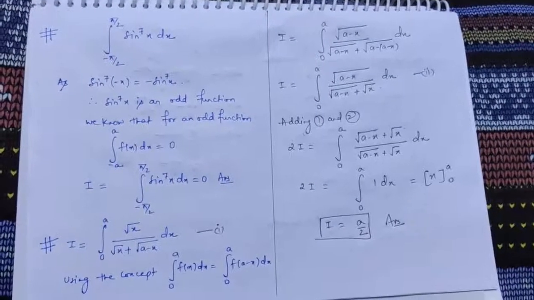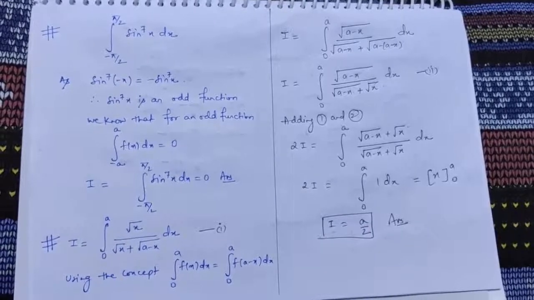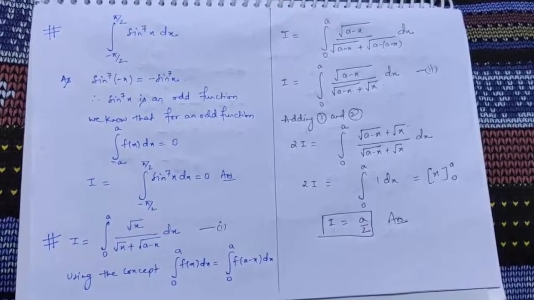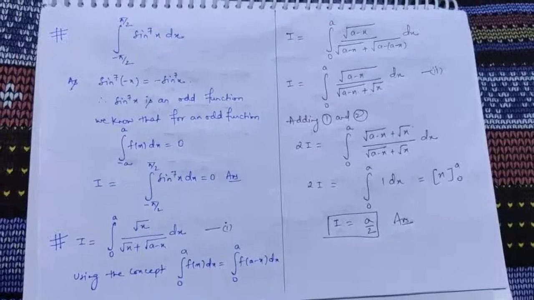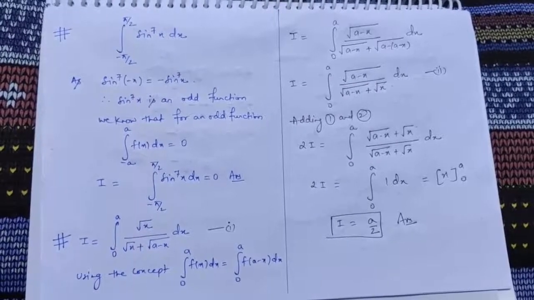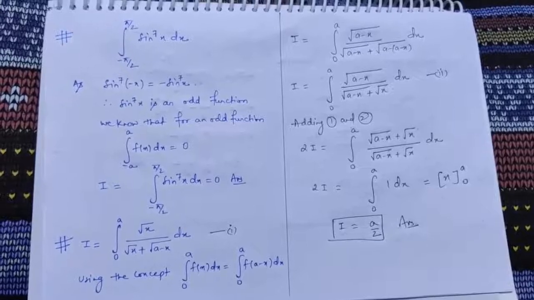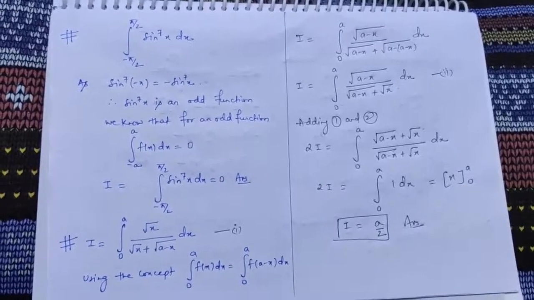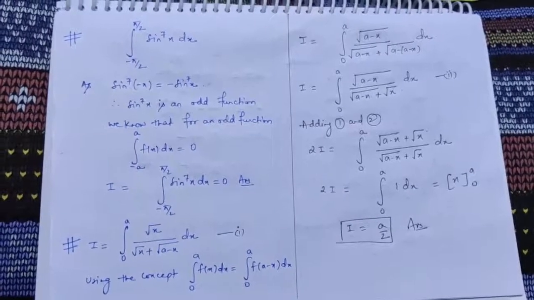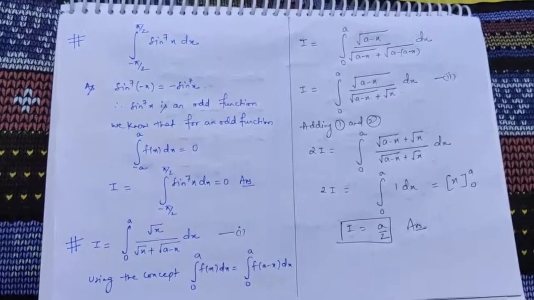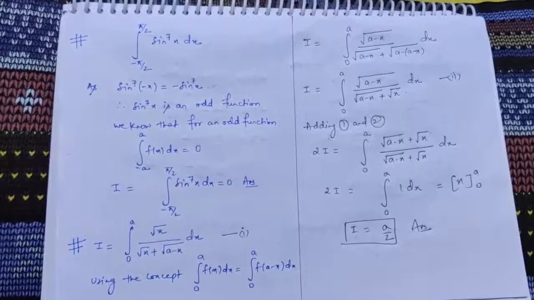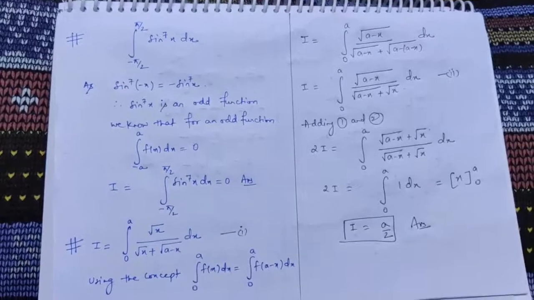The next question is the integration from minus pi by 2 to pi by 2 of sine raised to the power 7x dx. Now this is in the form of integral from minus a to a of f of x dx. If this function is an odd function, the integration should be equal to 0. If we apply sine raised to the power 7 of minus x, we get minus sine raised to the power 7x, which proves that this is an odd function.